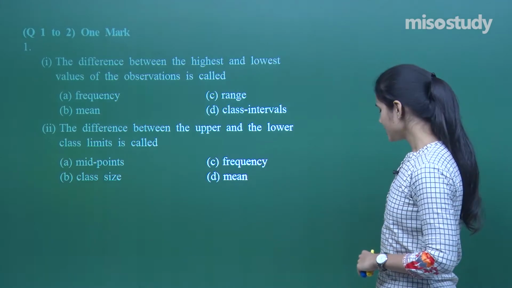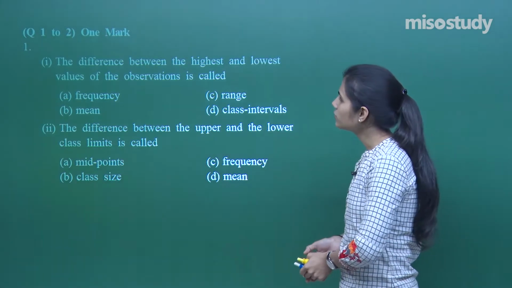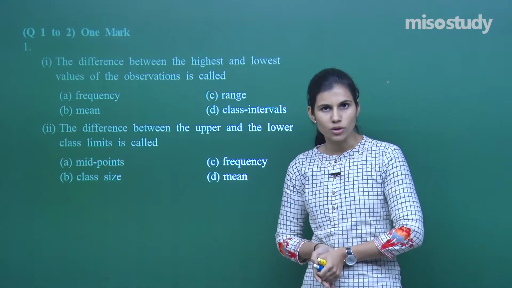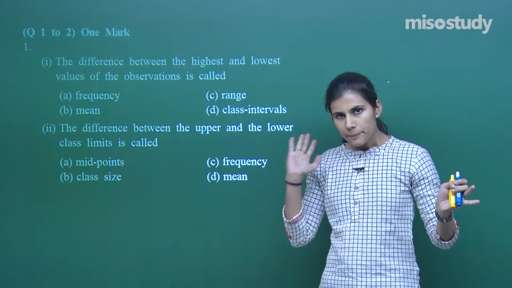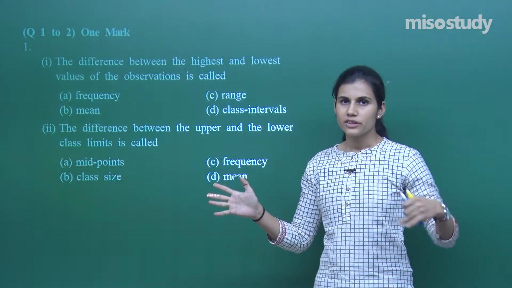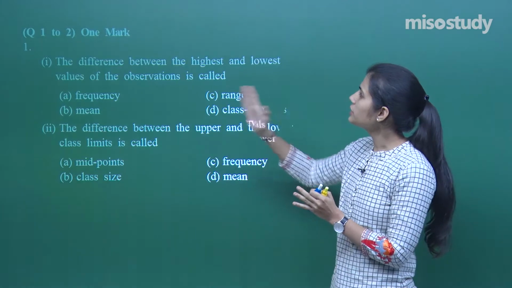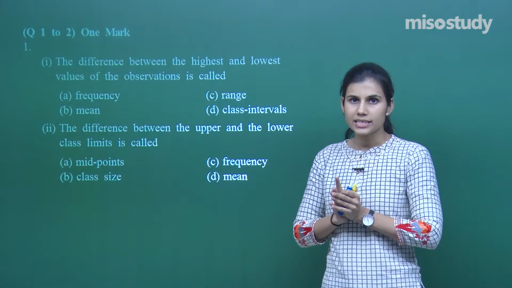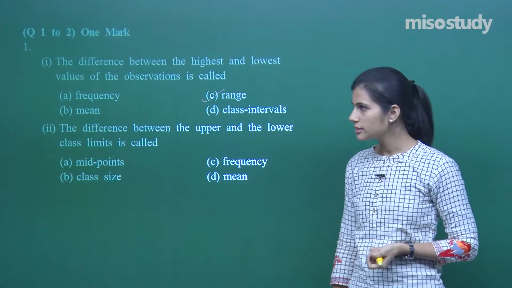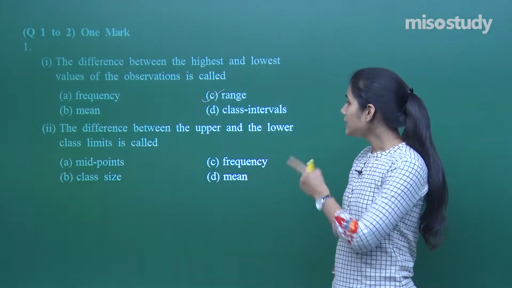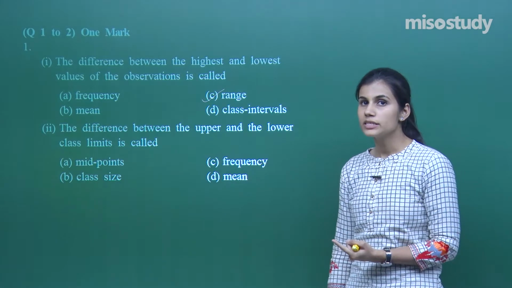The first question says the difference between the highest and the lowest value of the given observations is called what? Now you know that out of all the given observations, if I pick the largest valued observation and the lowest valued observation and take the difference between the highest and the lowest, that is called my range, right?